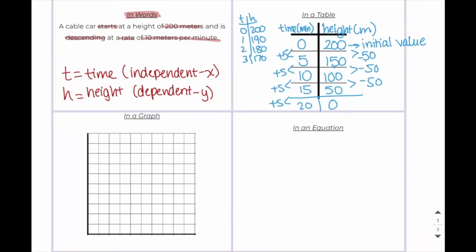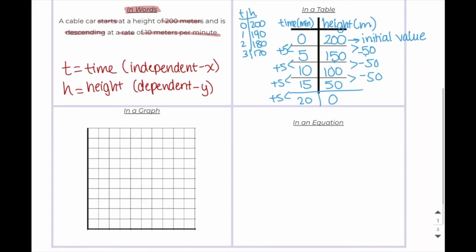Now we can use our table or our words to do our graph. So first thing on our graph though is we have to label. So we know that the time is going to go on our x-axis and the time is in minutes. And we know that the height is going to go on our y-axis and that the height is in meters. And then here we have 0 minutes. And I want to go to 20 minutes just to see what's going on. So to figure out how to space this out, I know I want to go out to 20 right here.